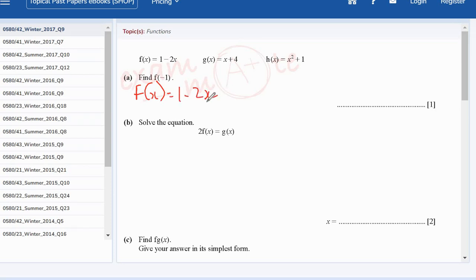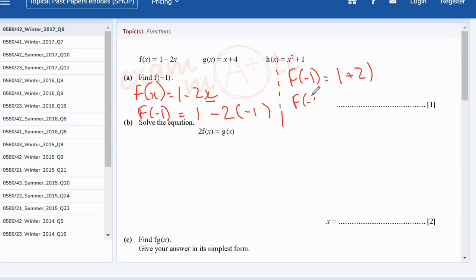So instead of the position of x, I will write down minus 1. So f of minus 1 is equals to 1 minus 2, I will make brackets, and in place of x, I will just write minus 1. Alright, so f of minus 1 is equals to 1 minus minus, because minus 2 multiplied by minus 1 will become positive 2. Okay, so f of minus 1 is equals to 1 plus 2 is 3. So that's how you get your answer. Any confusion, Josefa? Nope. Perfect.